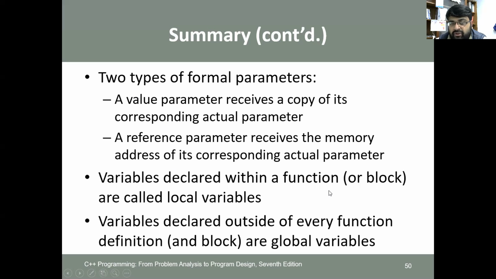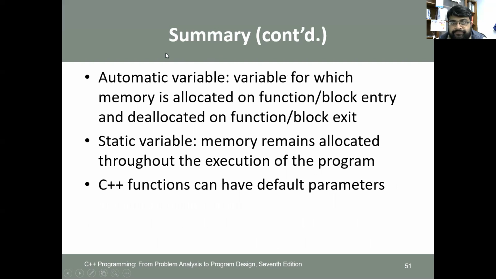Variables are declared within a function or block. That is the scope of the variable. Those that are declared within a function or a block are called local variables to that function or to that block. Variables that are declared outside of every function definition or block are called global variables. So they're accessible to every function and every block. An automatic variable is a variable for which memory is allocated on function or block entry. So when you enter a particular block, memory will be allocated for that variable, and it will automatically be deallocated when that function or that block is exited. And that's why it's not accessible outside that block.